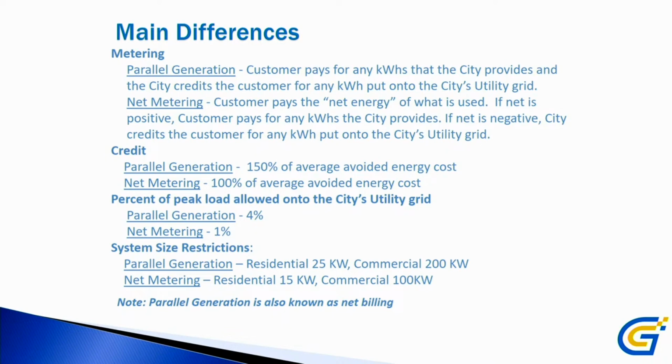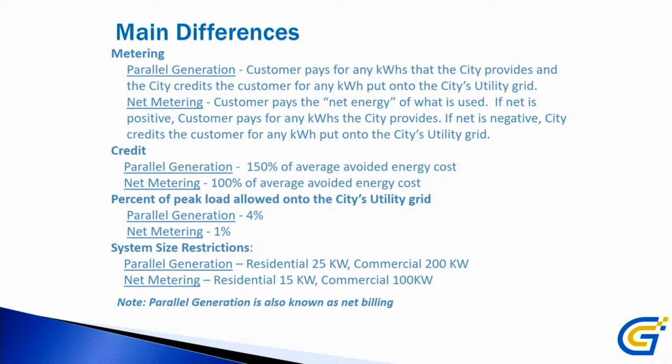Credit, parallel generation, the rate is 150% of the average avoided energy cost, which as I mentioned before. Net metering is only 100%. Peak load allowed, parallel generation 4%. Net metering is lower, it's 1%. As far as the size, parallel generation, residents can have up to 25 kilowatt system, commercial 200. Under net metering is lower, residential 15, commercial 100.